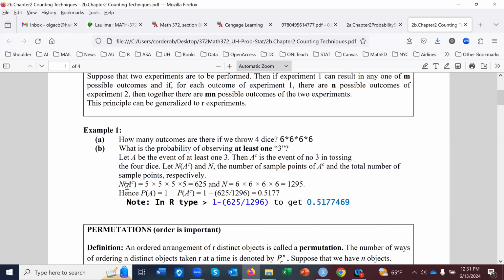And that's why the number of sample points in the event A complement is going to be this one, where I don't have a 3. So it's 625. And then I have here the ones for the 4 dice, 6 to the 4th. Of course, I can type this because I want this probability, and remember, probability is not money, so I want 4 decimal places, and that's why I write it like this.